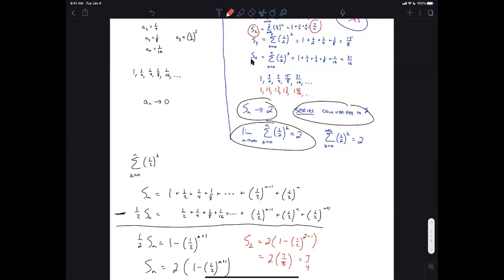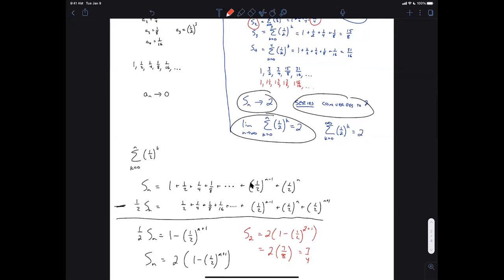Okay, so like S4, I could get by plugging 4 in here, and it would give me 31/16. Why does this now prove that we were right when we said this converges to 2? How does this formula down here prove that this does in fact converge to 2? Somebody? Because when n gets really large, this part goes to 0, so you're just left with 2 times 1. Does that make sense to everybody? So this series converges to 2.